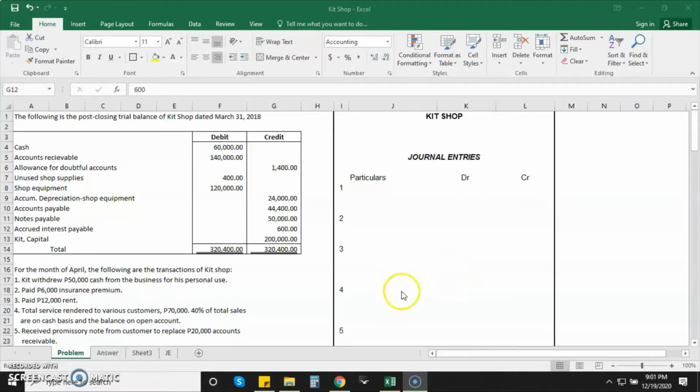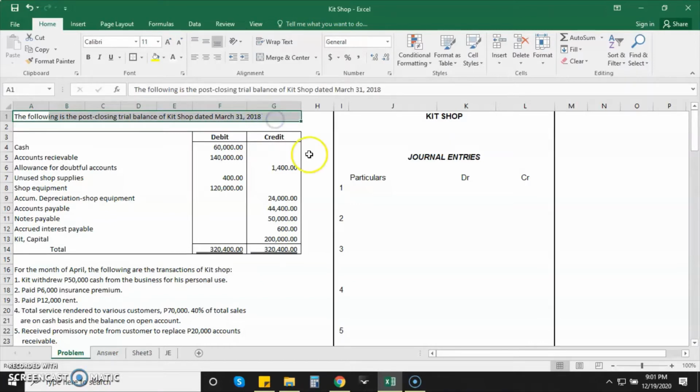Okay, so hello everyone. For today's lesson is journalizing entries, but this time with the balances of the previous period. Here we have an example. The following is the post-closing trial balance of Kit Shop dated March 31, 2018.